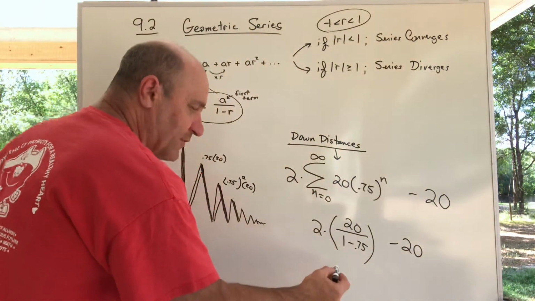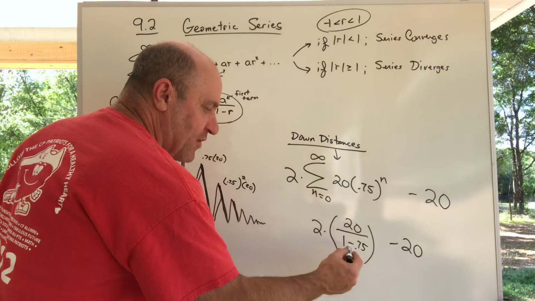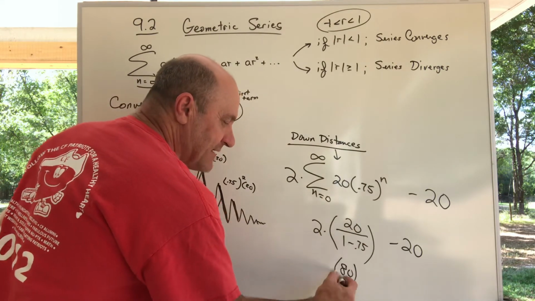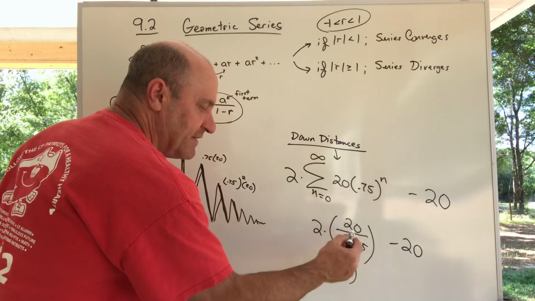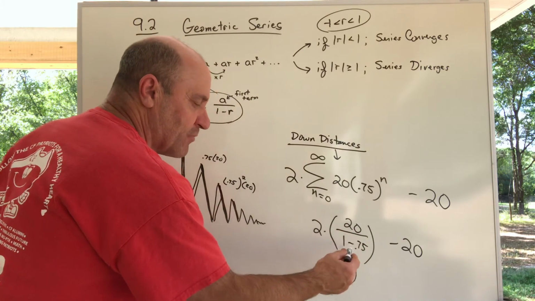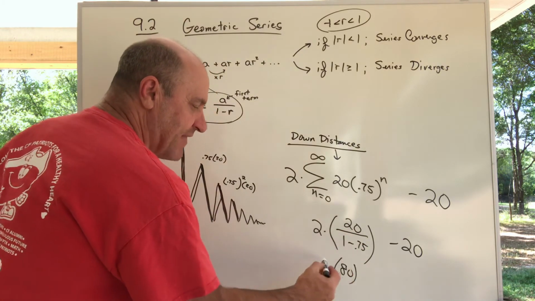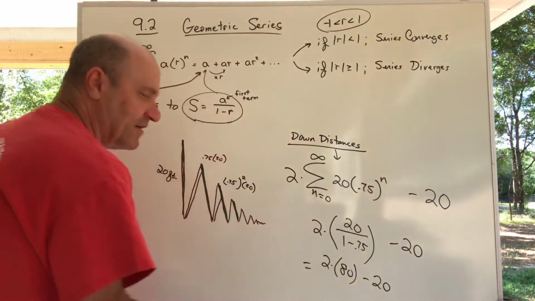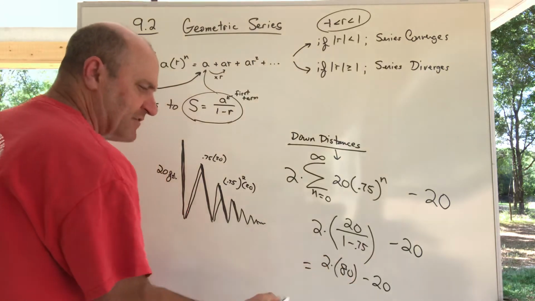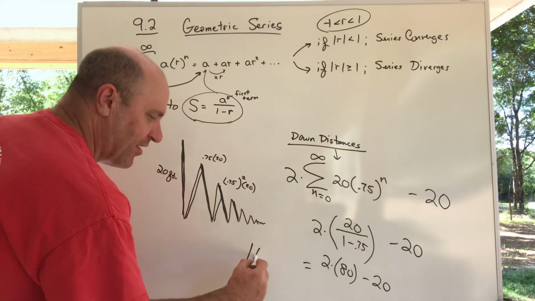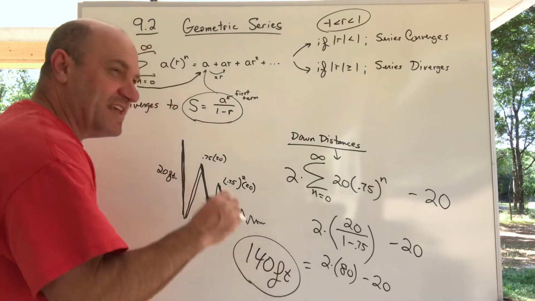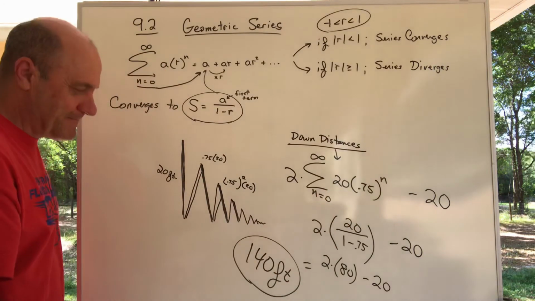Working my way into a little corner down here. Let's see, that's 20 over 1/4. That's 80. 20 divided by 1/4, or 0.25, that's 80. That's multiplied by 2, and then I should subtract 20. Well, everybody knows that's 160. Subtract 20, 140. 140 feet is the total distance traveled by this infinitely bouncing ball.